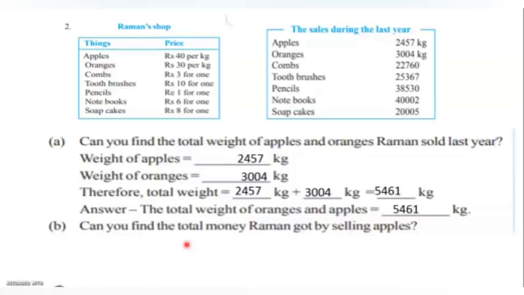Second question is, can you find the total money Raman got by selling apples? Here only the price for 1 kg is given. You have to find the total price. You know that this is the price for every kg of apples, and here the number of kgs sold is given. So just multiply these both and you will get the answer.